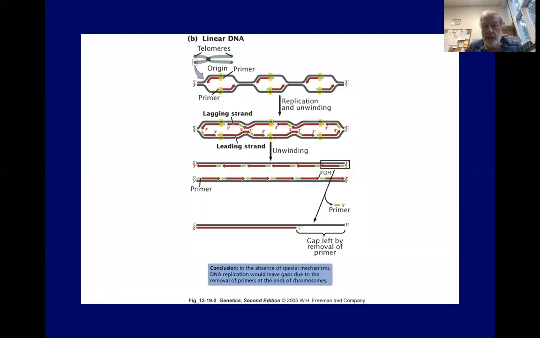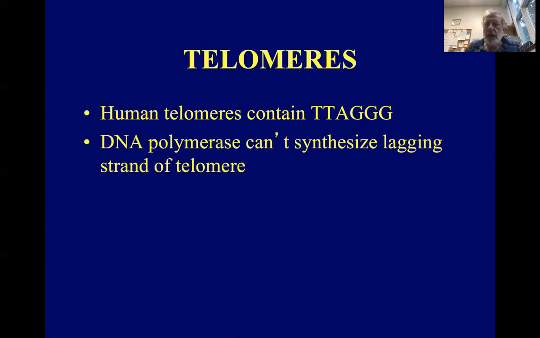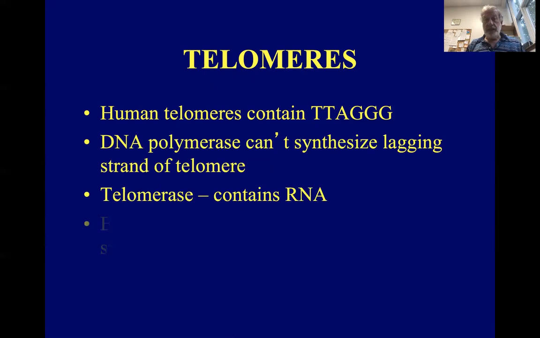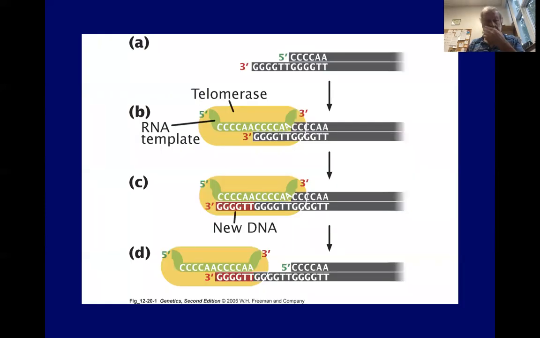Replication proceeds until we hit the telomeres, which are at the ends of the chromosomes, and then things get a little bit different. Our telomeres contain the sequence TTAGGG repeated many, many times, and the DNA polymerases cannot synthesize a lagging strand of the telomere. So a specific enzyme called telomerase does that. It contains RNA, and it extends the 3' end by what's called RNA-templated DNA synthesis. This thing that looks like a yellow hot dog is the telomerase, and the green thing in the middle of it is the RNA, showing you how it synthesizes the telomeres.